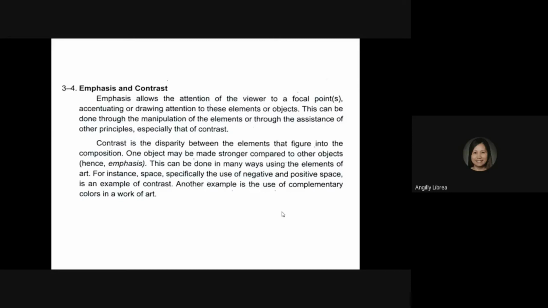This can be done through the manipulation of the elements or through the assistance of other principles, especially that of contrast. Contrast, conversely, is the disparity between the elements that figure into the composition. One object may be made stronger compared to the other objects, hence its emphasis. This can be done in many ways using the elements of art. For instance, space, specifically the use of negative and positive space, diba? Shadow and the white space, remember, is an example of contrast like yin yang. Another example is the use of complementary colors in a work of art.